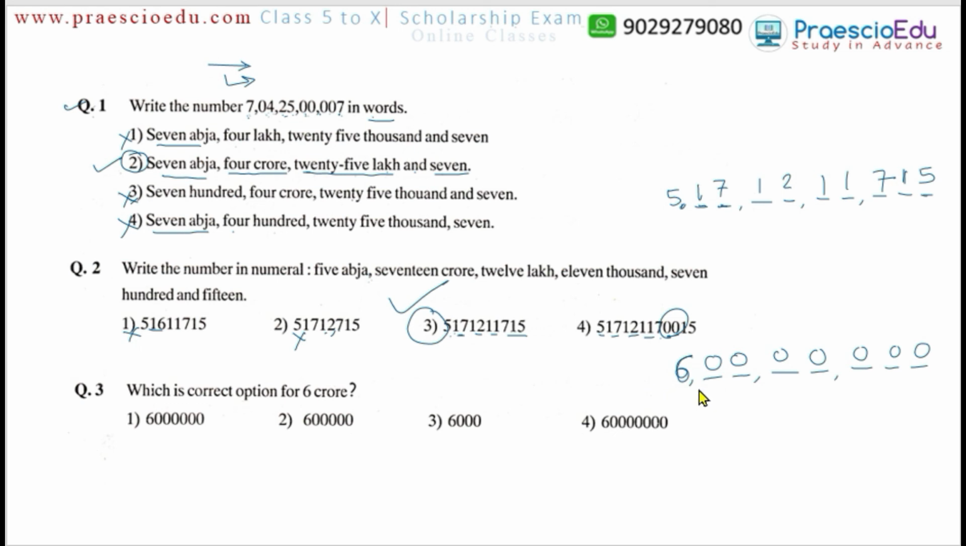So look at where this number is mentioned in our options. In option 1 we will check how many zeros are here. 1, 2, 3, 4, 5, 6, 7. Okay, crore has the 7, lakh has the 5, and abja has the 9s. Oh, this is only 60 lakhs. No, this is the wrong one. This is only 6 lakh. Wrong one. This is 6,000. Wrong one. Here 6 crore. Okay, so option number 4 is the correct one.